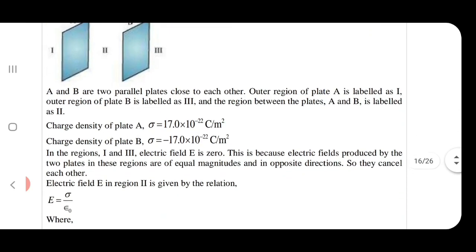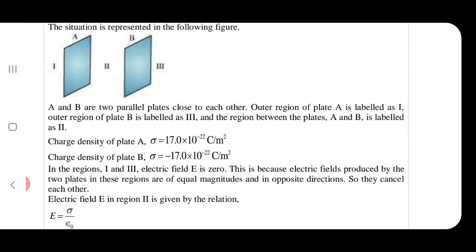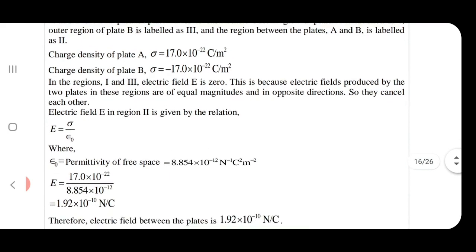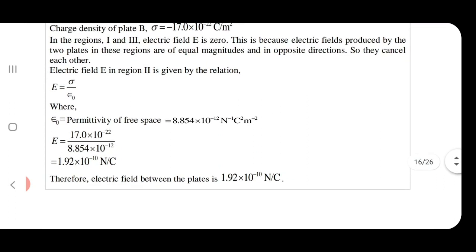So in regions 1 and 3, the electric field E is 0. This is because the electric fields produced by the two plates in these regions are of equal magnitudes and opposite directions, so they cancel each other. The electric field E in region 2 is given by sigma by epsilon 0, and just substituting we will get the answer to be 1.92 into 10 raised to minus 10 Newton per Coulomb. So that's the answer to that question.